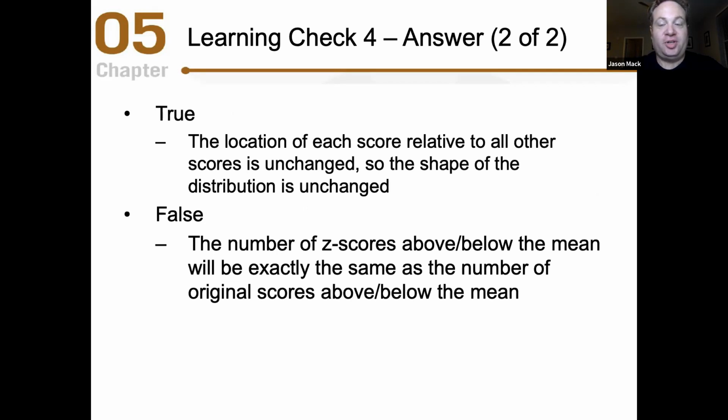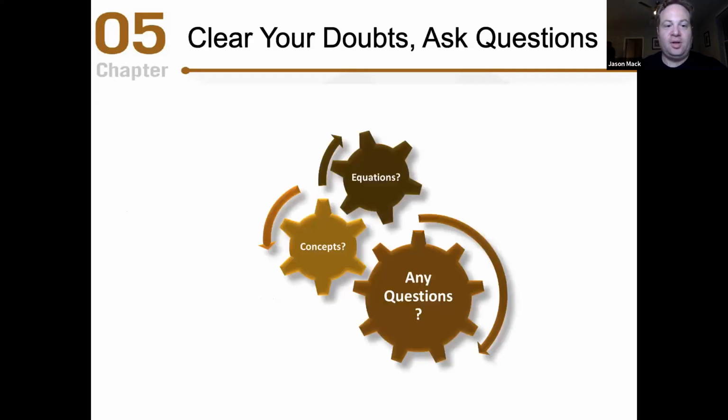So the shape of the distribution is unchanged. The second one is false. The number of z-scores above or below the mean will be exactly the same as the number of original scores above or below the mean.